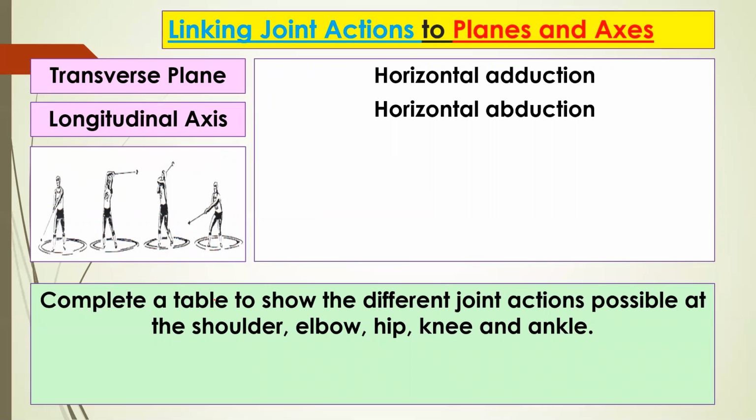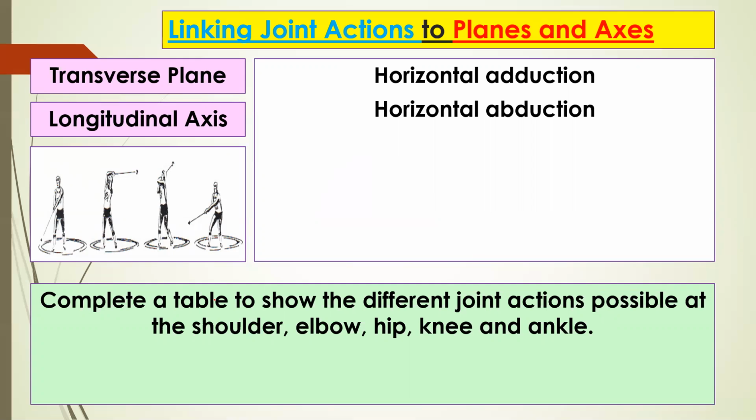Now what I want you to do is complete a table to show the different joint actions that are possible at each of these joints. Essentially we've covered this already in a different way by looking at the joint actions and the planes and axes. But now what you need to do is try and link it all together in a table.